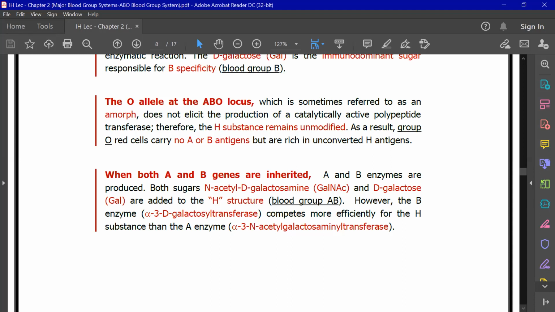A and B antigen. Kaya nga, ang ating group AB na individuals or yung mga type AB natin na individuals, meron silang both your A and B antigens on their red cells. Kaso nga lang class, sabi dito that your B enzyme competes more efficiently with that of your H substance. That is why mas marami yung nako-convert na H antigen into your B antigen than your A antigen. So in an AB individual, mas marami ang B antigens niya on the red cells kesa dun sa A antigens niya dun sa red cells.